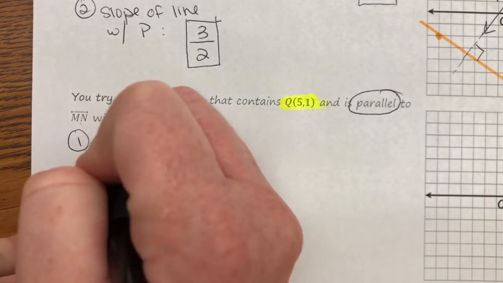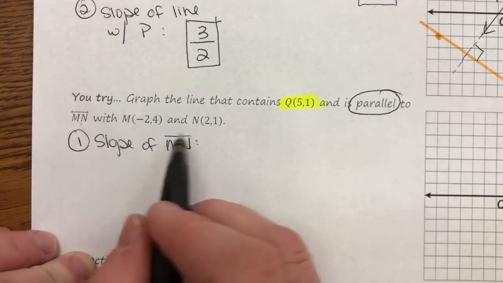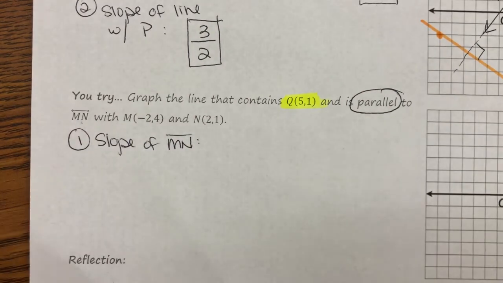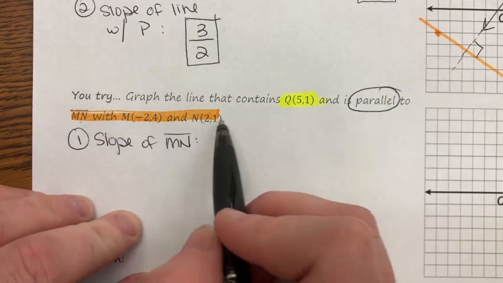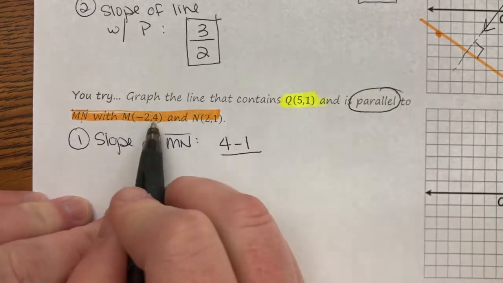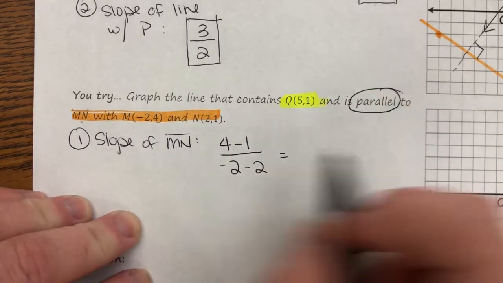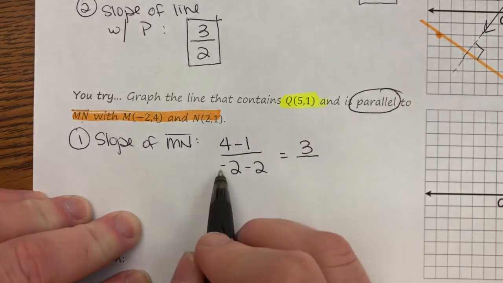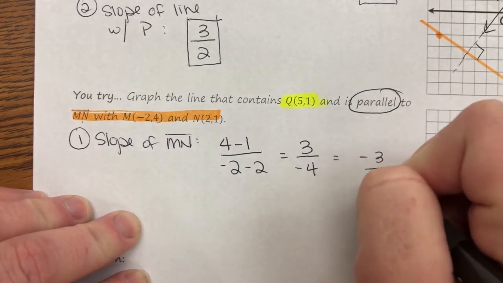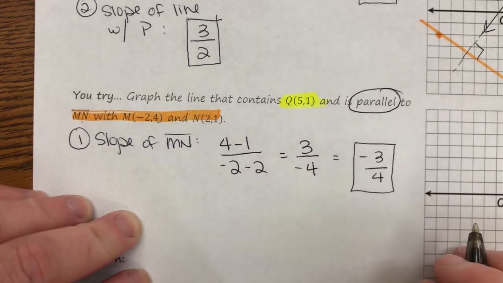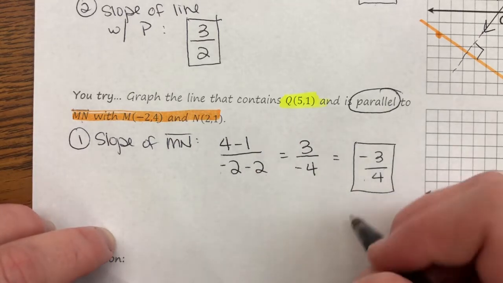So first we need to find the slope of MN. Okay, so we're going to use y minus y over x minus x for MN, which is right here. So I'm going to do 4 minus 1 over, since I started with 4 on top, I'm going to start with -2 on the bottom, equals 4 minus 1 is 3, -2 minus 2 is -4. So my slope is -3 over 4. Okay, and my line that goes through this point is parallel, so it has the same slope.